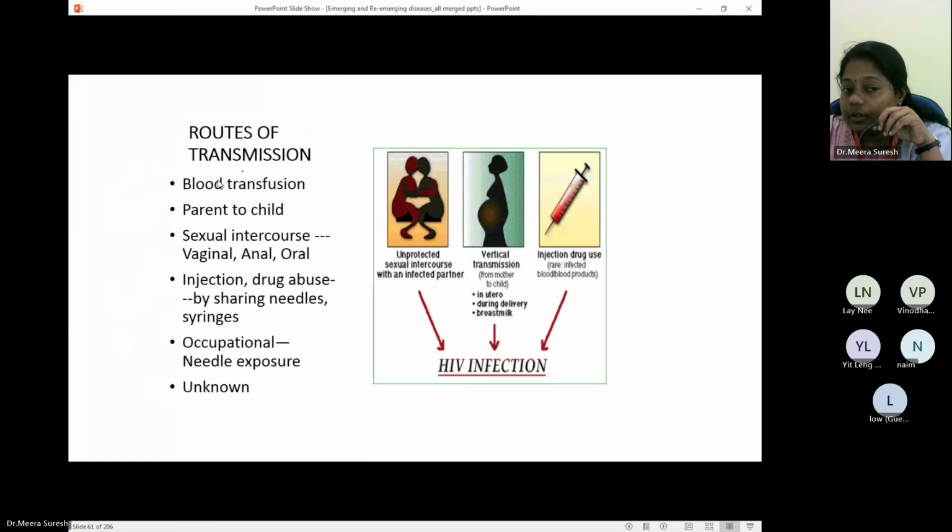Routes of transmission: blood transfusion, parent to child, sexual intercourse (vaginal, anal, and oral), and also injection, and occupational exposure by needles, and some unknown causes also. And why unknown? Because now the scientists and physicians know all these mechanisms for the transmission of AIDS, and AIDS control programs have been implemented in many countries to control AIDS. The numbers are reducing, but still we don't see a massive change.